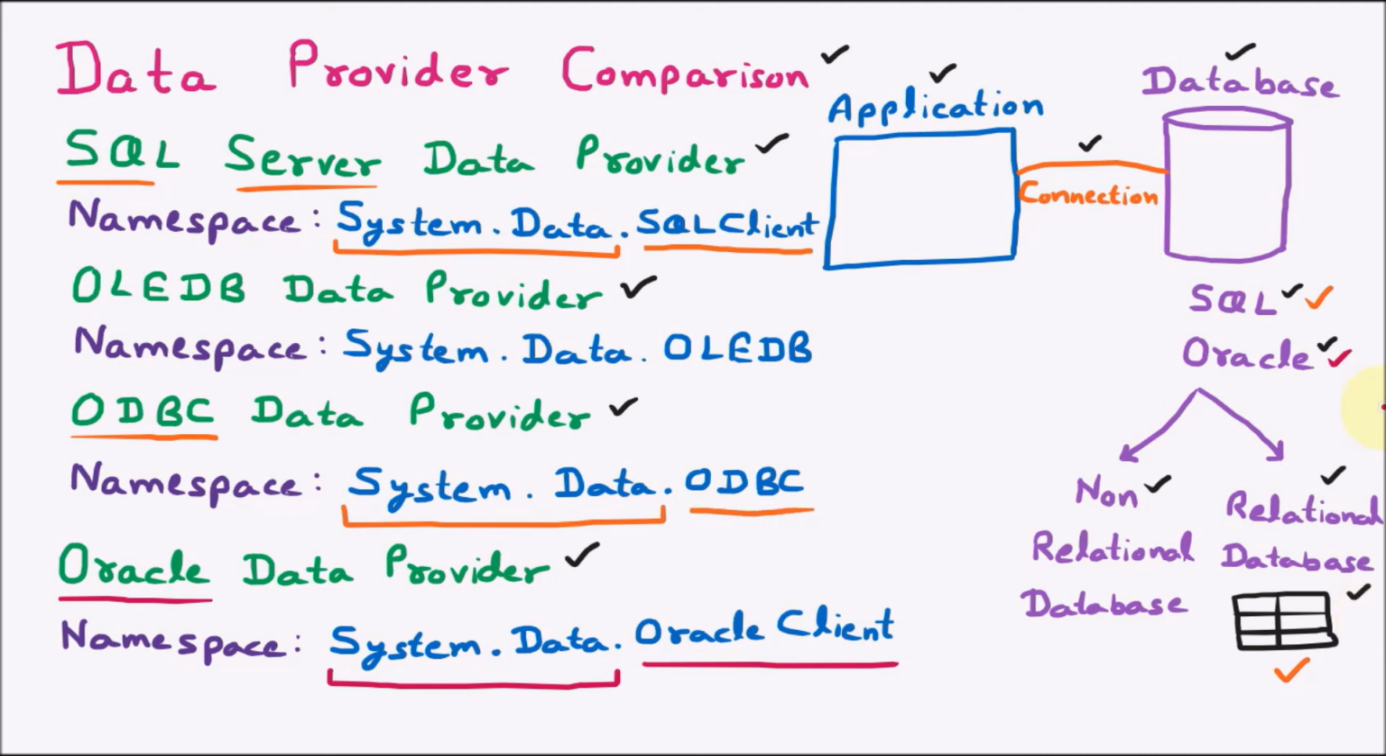The next data provider is OLEDB, which is Object Linking and Embedding Database. If you want to connect with any type of database, whether it is relational, meaning a table database, or non-relational, then for that we need the OLEDB data provider. We know that the System.Data namespace is common with all the database connectivity, and afterward we provide OleDb. So here we are having these different data providers, with the help of which we can connect with the databases. So that is all about the comparison of data providers.